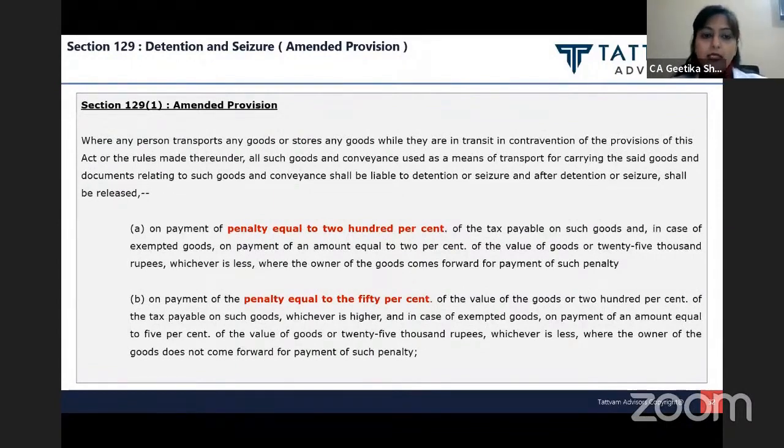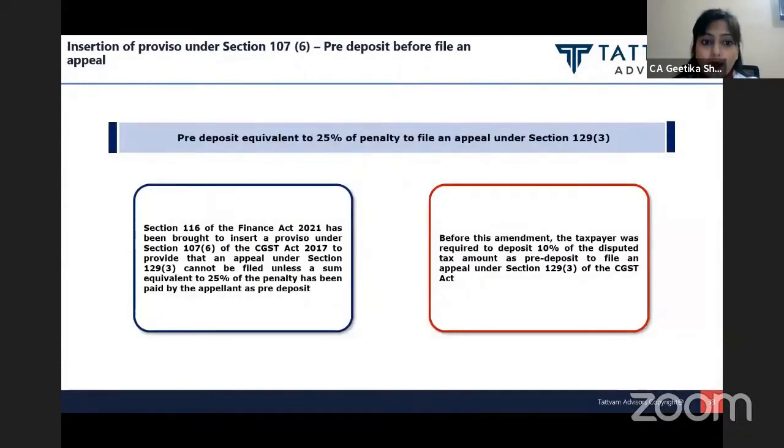So therefore, if there is any such contravention, any taxpayer whose goods and conveyance get detained during transit has to pay a 200% penalty, equivalent to the tax which is payable on those goods, and only then can they get the goods released. If it is not done, the other option available to the taxpayer is to go into appeal against the detention order. Now here also there has been a change.